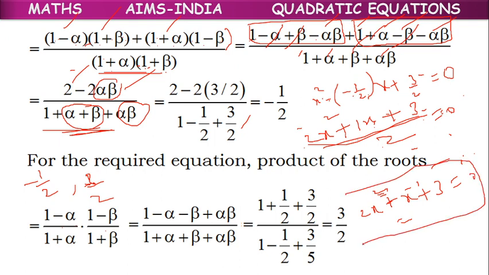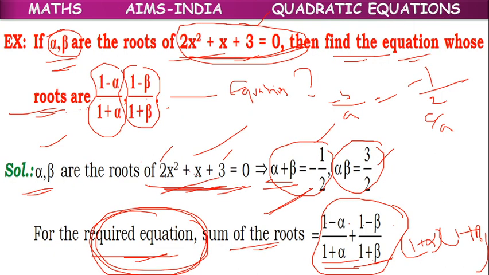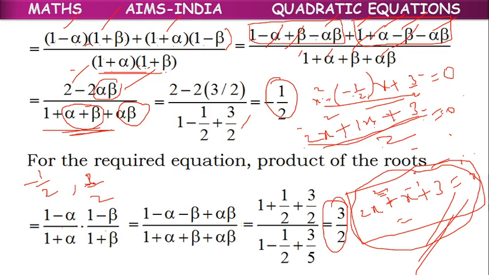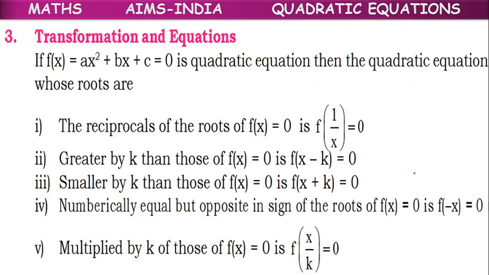This is the required equation. This is the equation of these two roots. If these two are the roots, then their sum is minus 1 by 2 and product is 3 by 2. If we write in the form of an equation, this will be the required equation. Okay, children, next.